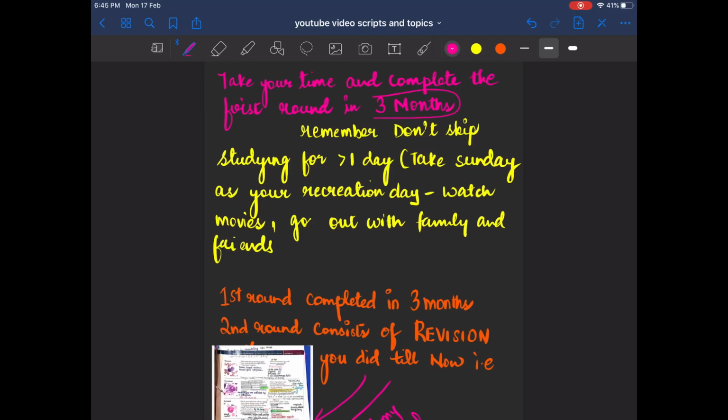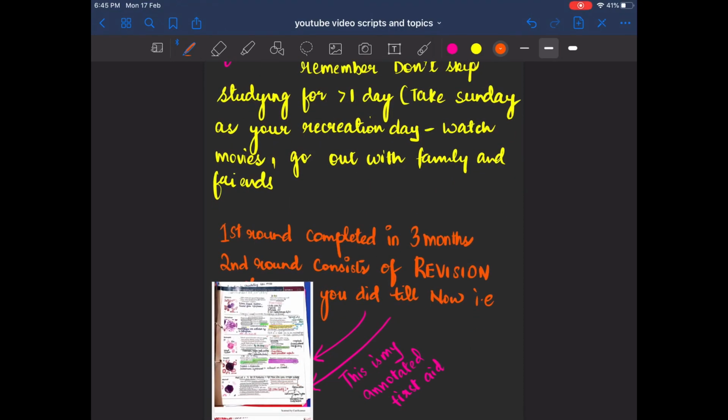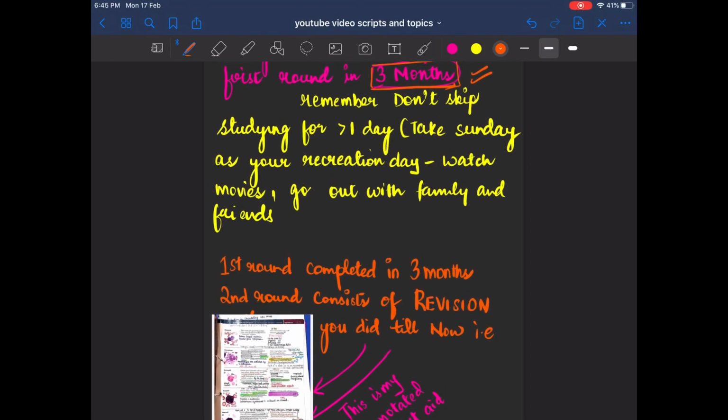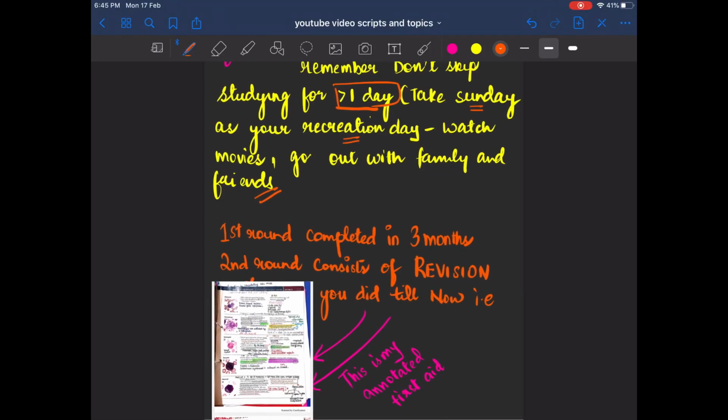Now I prepared this timeline according to what I did during my preparation. Basically, I took 3 months to read First Aid on the first go. And remember, don't skip studying for more than 1 day, because you have to take Sunday as your recreational day: watch movies, go out with family and friends, but do not skip studying for more than 1 day. The first round is completed in 3 months.